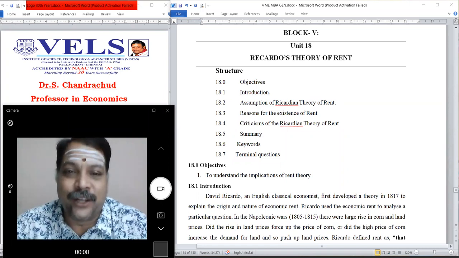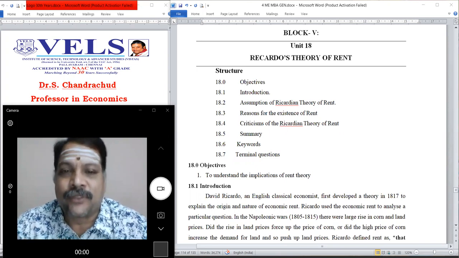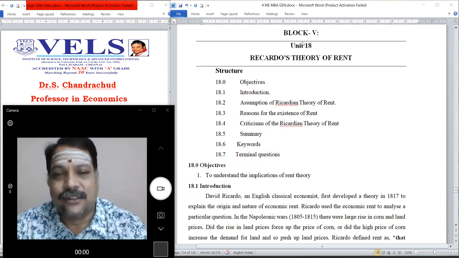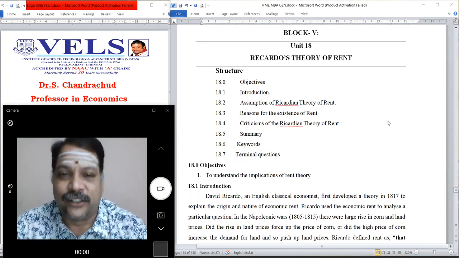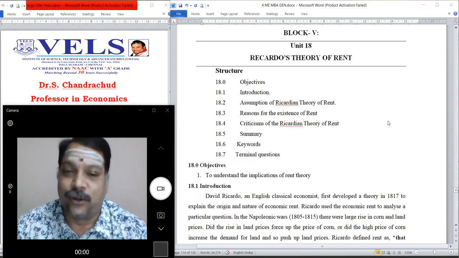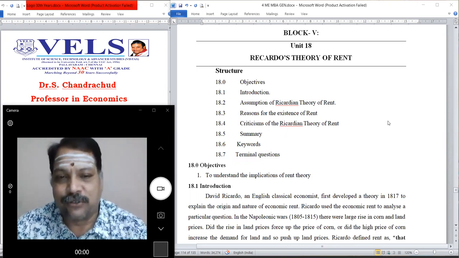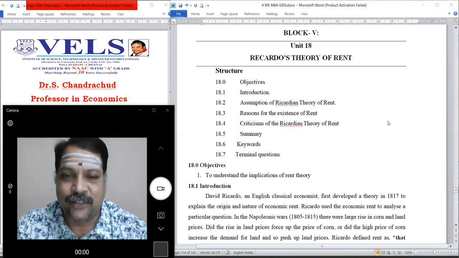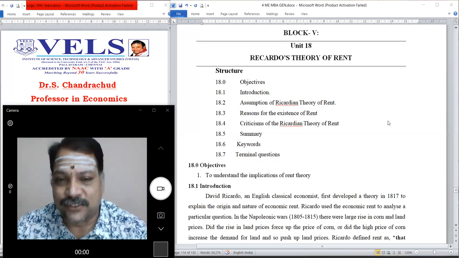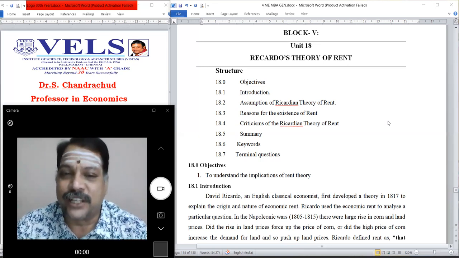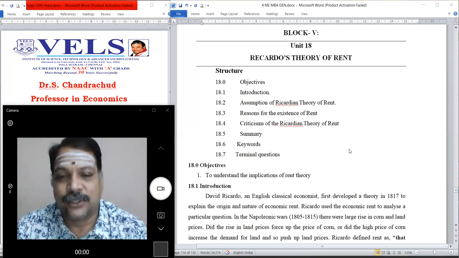Today, we are going to discuss Ricardo's theory of rent. This is coming under Unit 18, Block 5. In this class, we are going to analyze the theory of rent given by David Ricardo. First, we will list out the assumptions of this Ricardian theory of rent. Then, the reasons for the existence of rent and how this theory has been criticized.